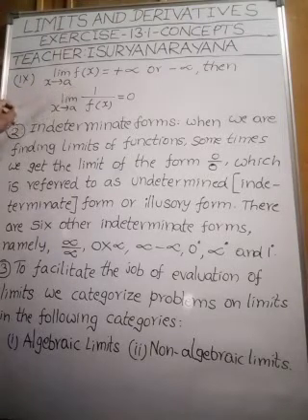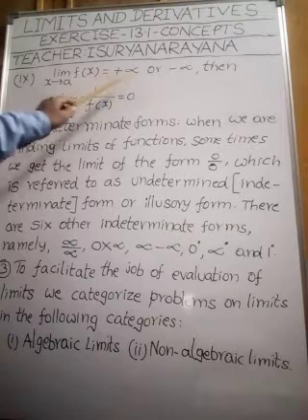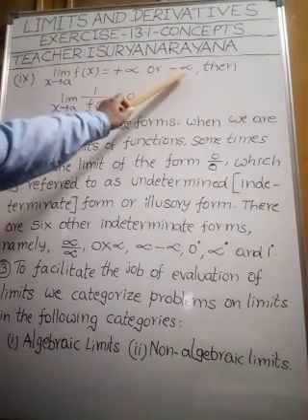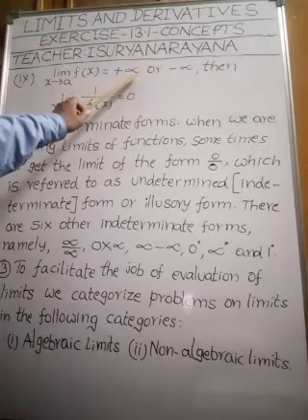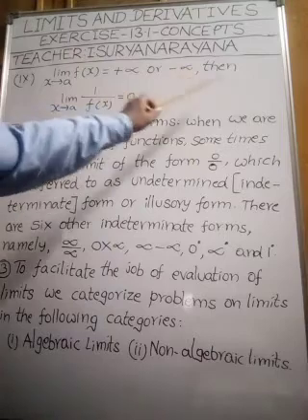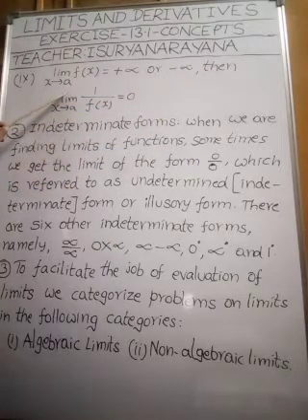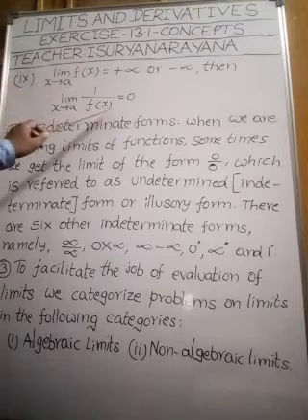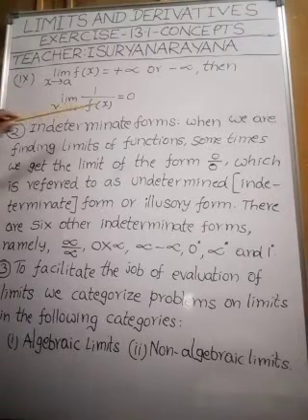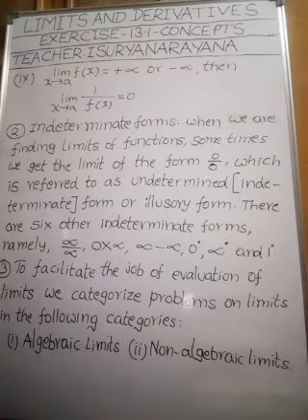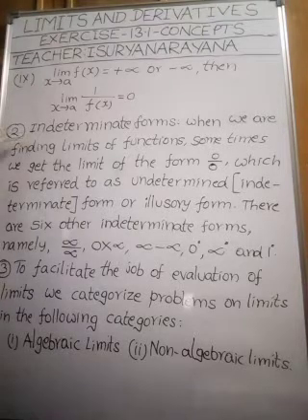As x tends to a, if the limit of f(x) is equal to plus infinity or minus infinity, then the limit as x tends to a of 1 by f(x) is equal to 0. Okay, my dear children, this is also one of the properties. We use these properties while you are finding the limits of the functions. Okay, my children, remember these algebra of limits. Now come to the next point.